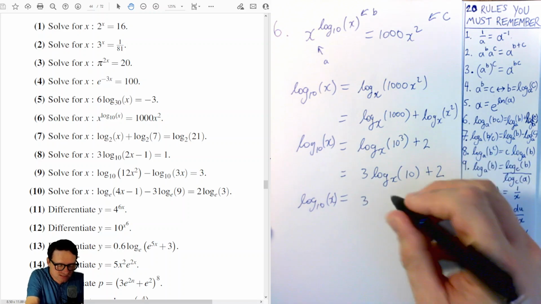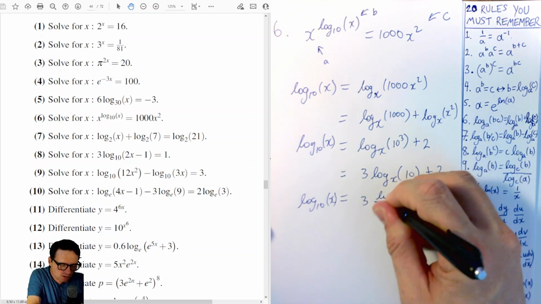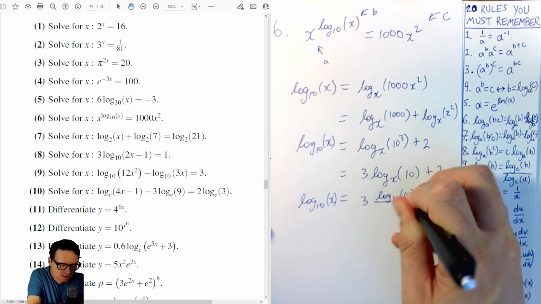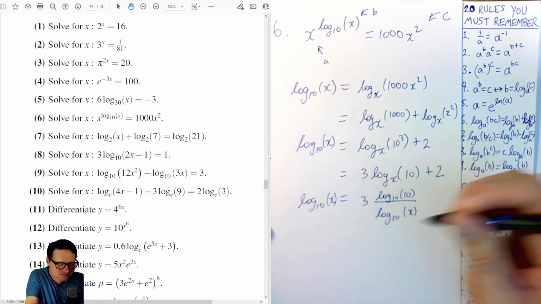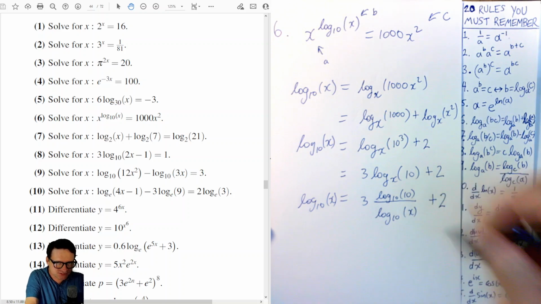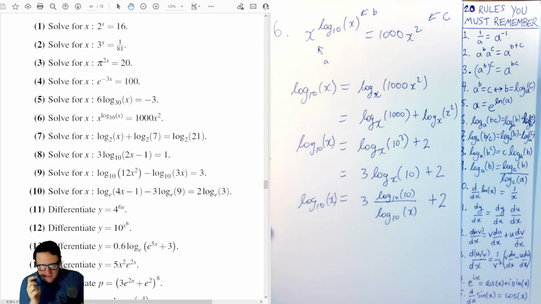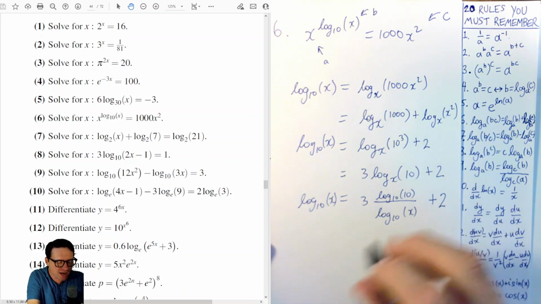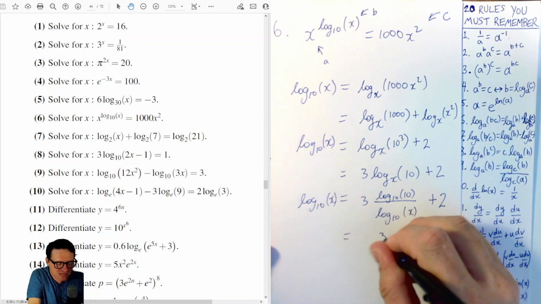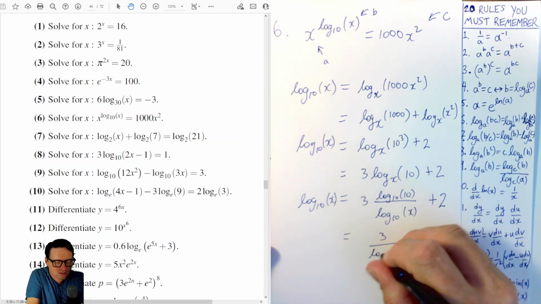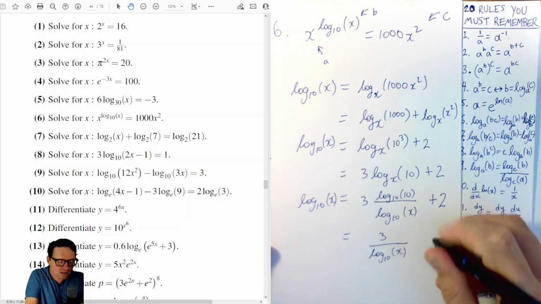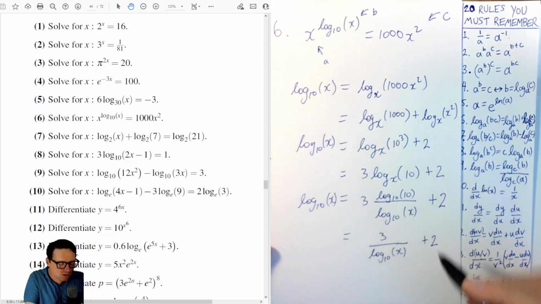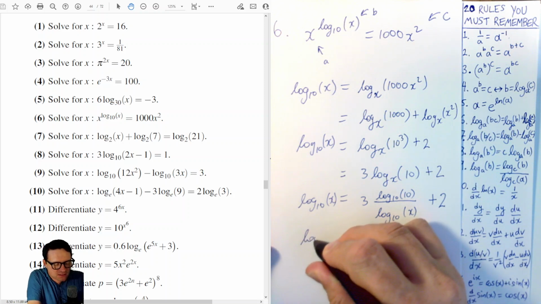So we have 3 times log to base 10 of 10 over log to base 10 of x. And then we had this plus 2. Okay, and so now log to base 10 of 10 is 1. So we can write this as 3 over log to base 10 of x. And then we have plus 2. Well, let's rewrite our left-hand side.